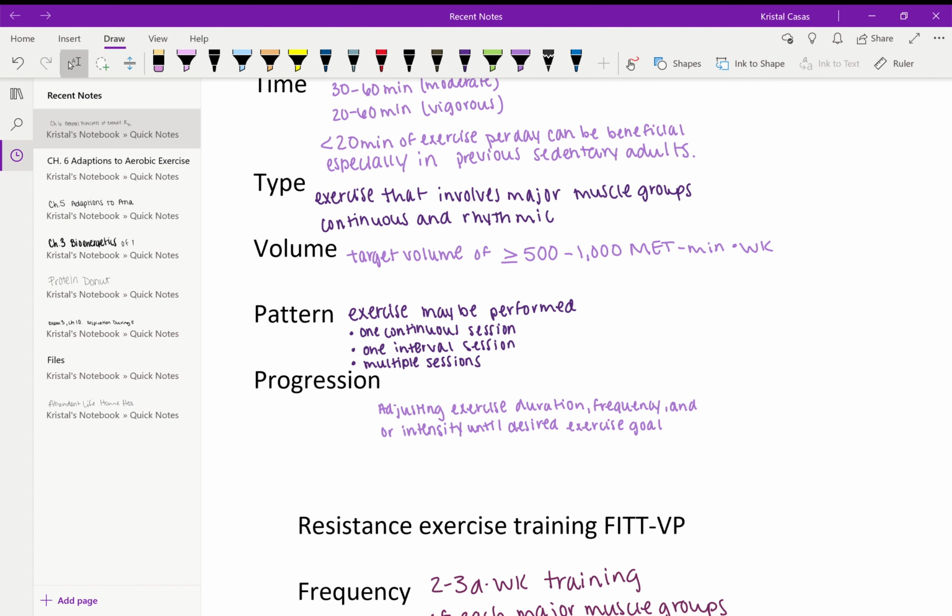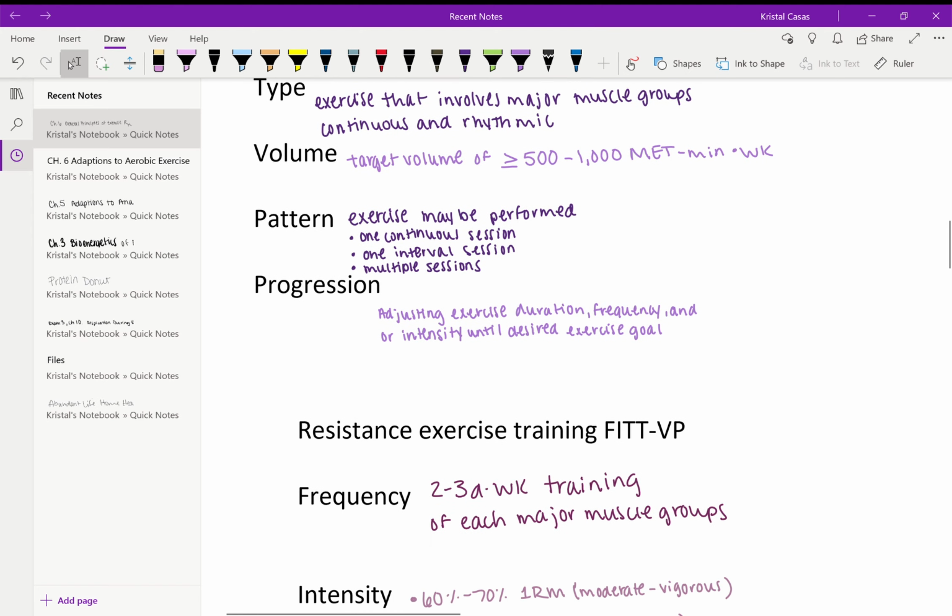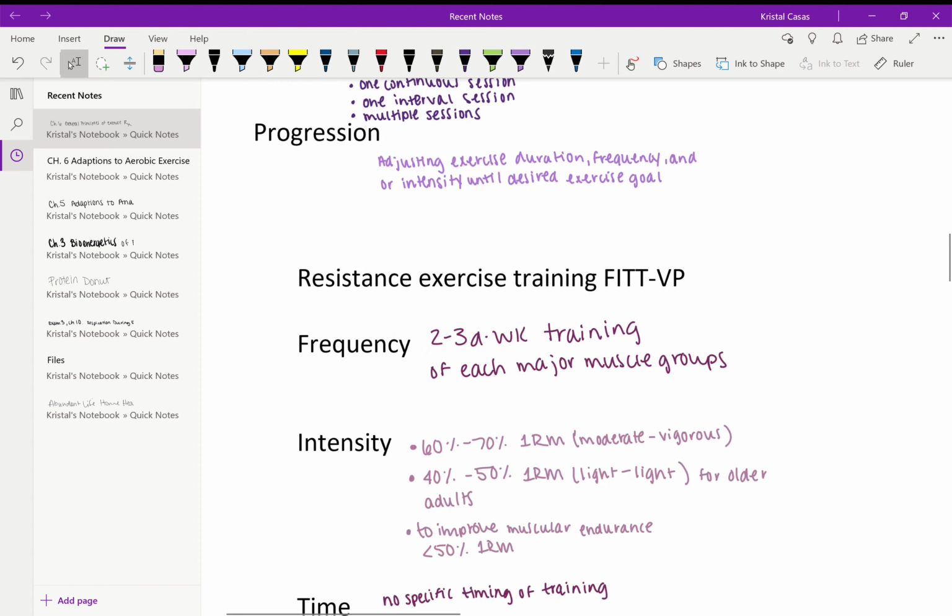The target volume is maybe 500 to 1,000 minutes of walking a week. Pattern, the exercise may be performed continuously, in intervals, or in multiple sessions. Adjusting exercise duration, frequency, or intensity will help with any goals the clients have in progression.